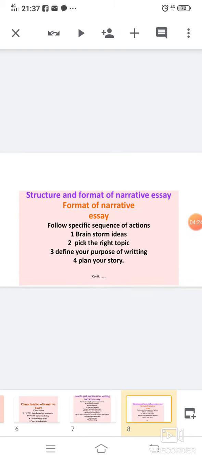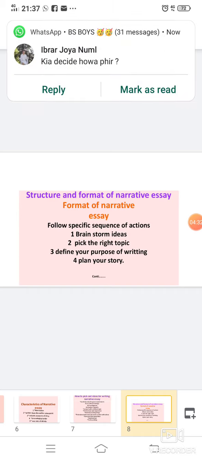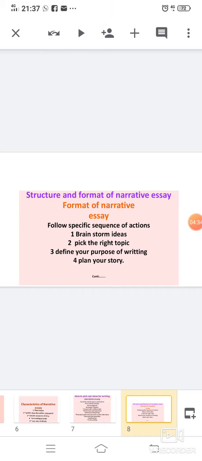Now we shortly explain the structure and format of a narrative essay. The narrative essay format and structure are standard like other essays. This type of essay normally follows a five paragraph essay. Now let's look at how to start a narrative essay. When writing a narrative essay, you follow a specific sequence of actions shown on the screen.